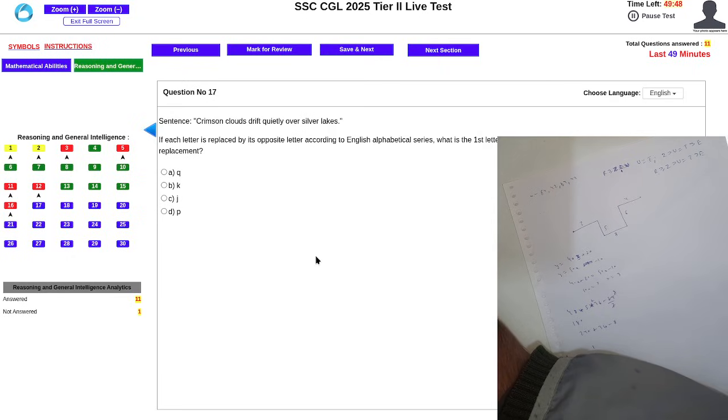Crimson clouds drift quietly over silver lakes. If each letter is replaced by its opposite letter according to English frequencies, what is the first letter of the fourth word from the right? First letter of the fourth word from the right after replacement.